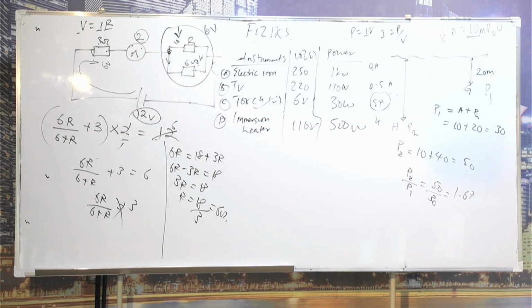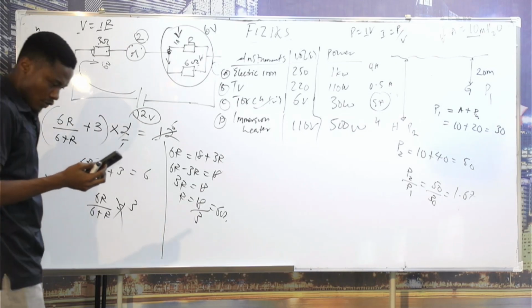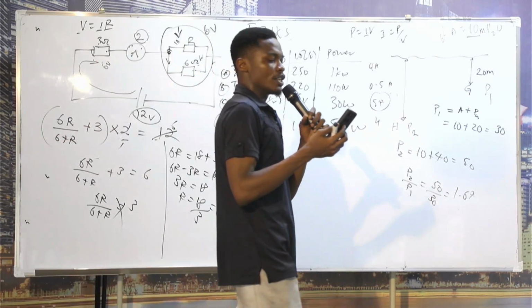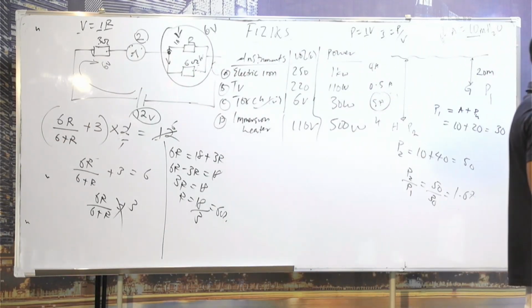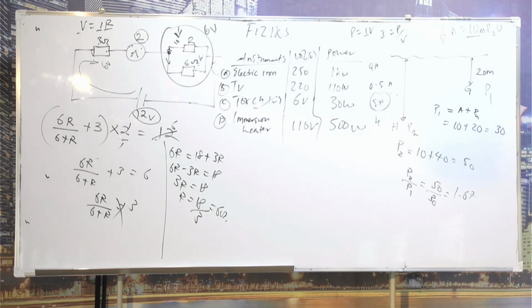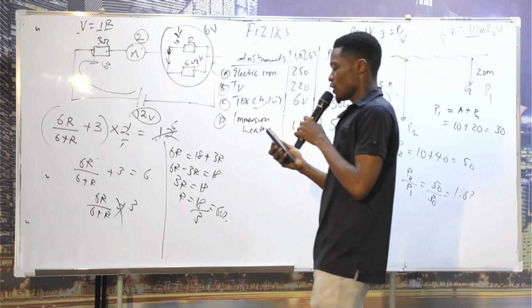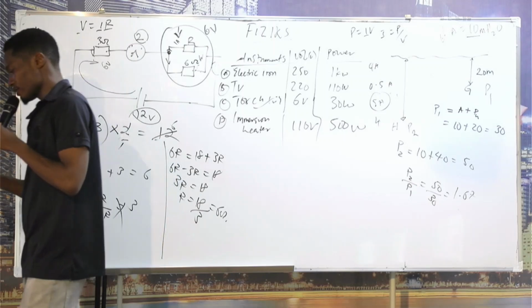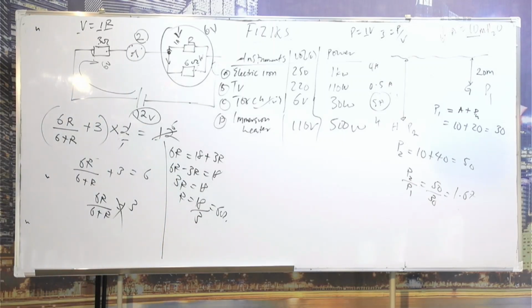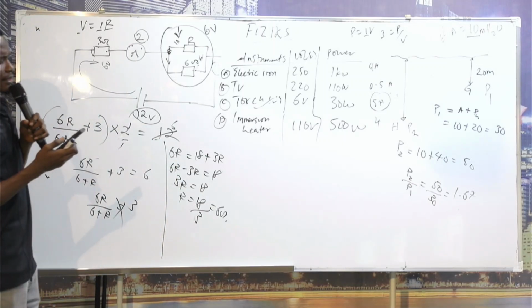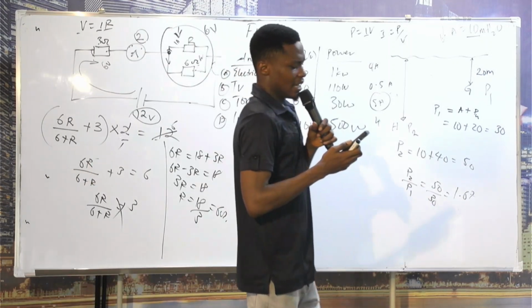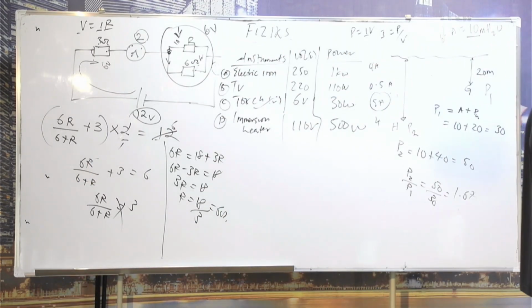Then there is a diagram. They said, in which of the following diagrams is the length of the tube equal to one wavelength? In that diagram, I'm not sure there's anyone that is one wavelength.